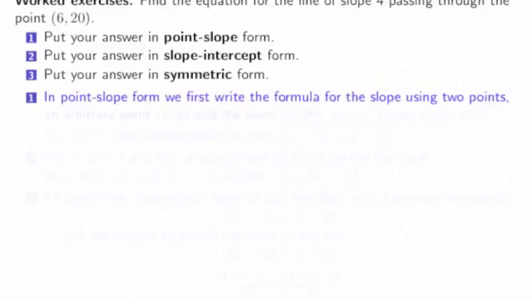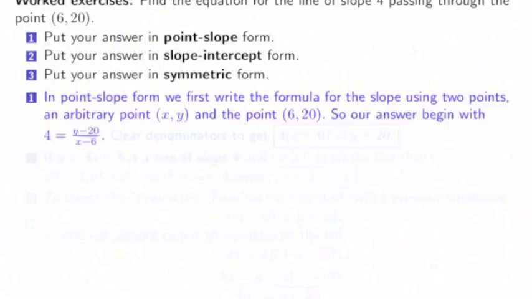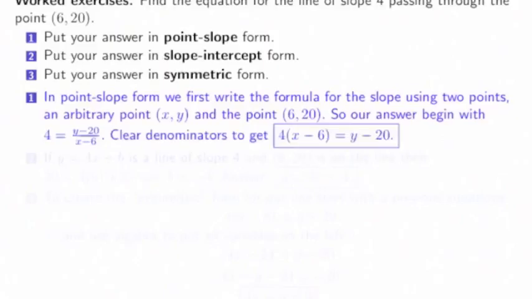In point-slope form, we first write out the formula for slope using the 2 points and an arbitrary point x, y. Let's use x, y and the point 6, 20. That's the only point given to us. So our answer begins with the slope 4 is the difference in y values, y minus 20 over x minus 6. We have an arbitrary point x, y and a known point 6, 20. We write out the slope using that information. If we clear denominators, we get 4 times the quantity x minus 6 is y minus 20. There's the point-slope form.